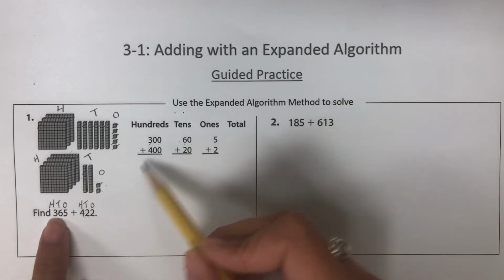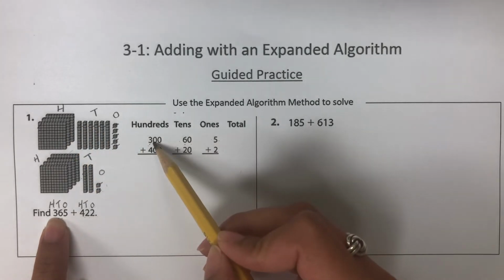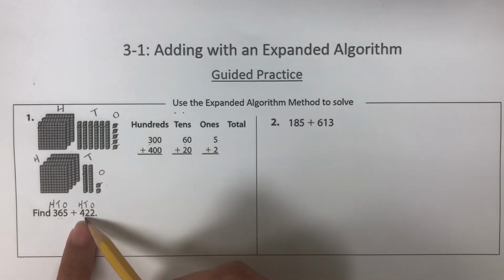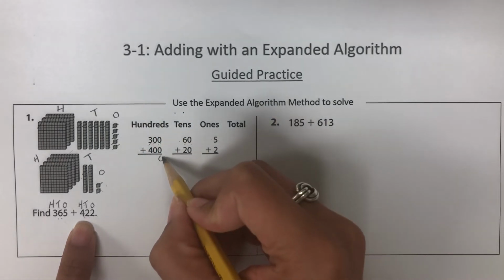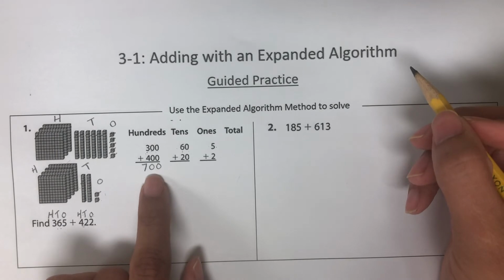So, since we have 3 in the hundreds place, the value of that in our first number is 3 hundred. For our hundreds amount for the second number, we have 4 flats for 400. And then we're just going to add them. So my hundreds value amount equals 700.